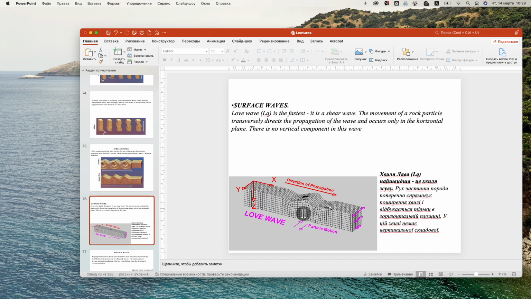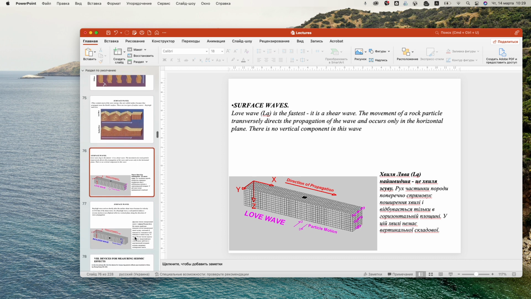Here is this movement. And this shear movement is really important for us to analyze because these impacts are really significant to buildings or structures that we are designing or building on those territories which are exposed to such waves. And here is the movement of ground particles.